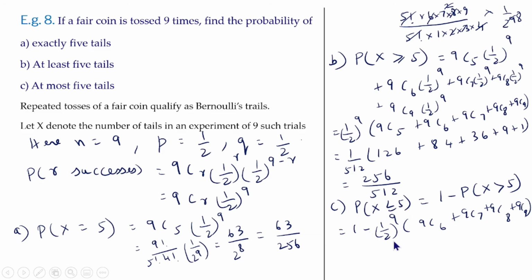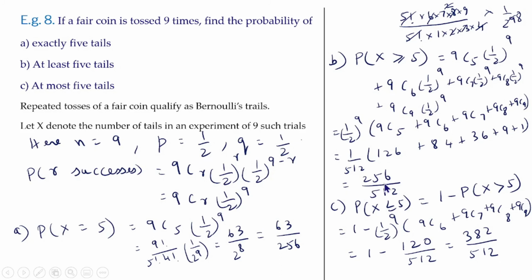So this part, this is equal to 1 minus 120 upon 512, or this is equal to, when we take LCM, we get 382 upon 512.